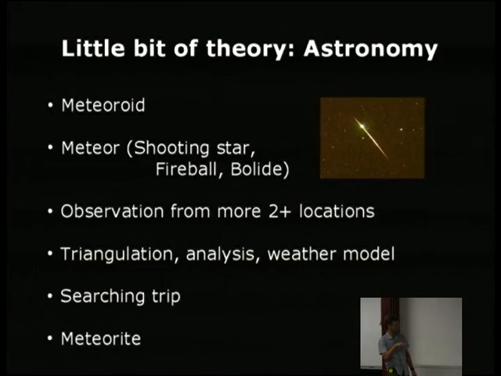And if we think that it's a good case of a possible fall, we organize a search trip and collect the meteorite. So we have here three similar terms: meteoroid, that's the rock in the space; meteor, that's the quick event in the atmosphere; and meteorite, that's the rock which we found on the ground.